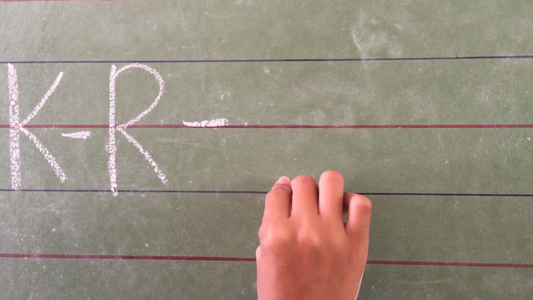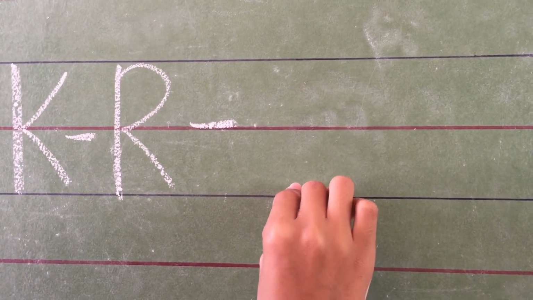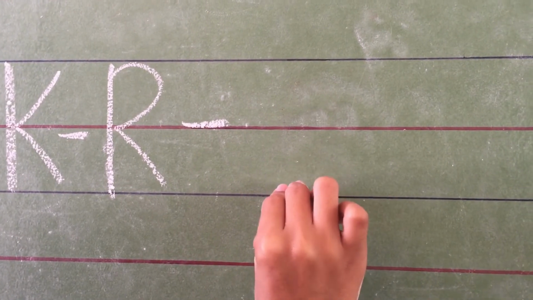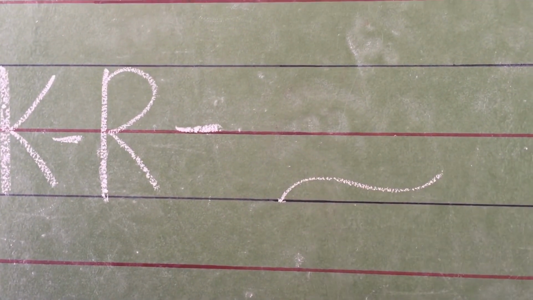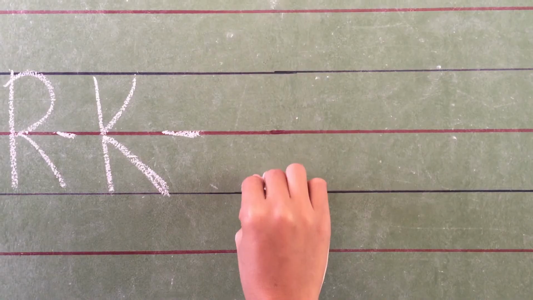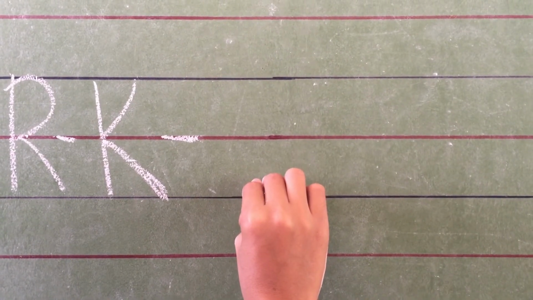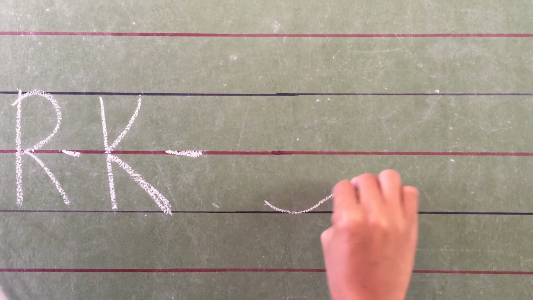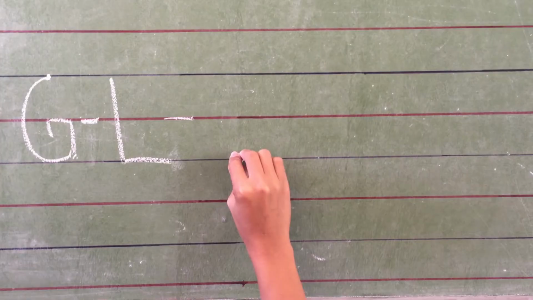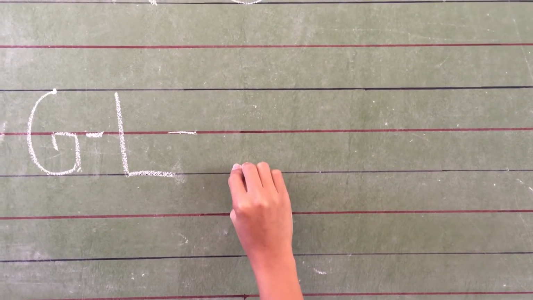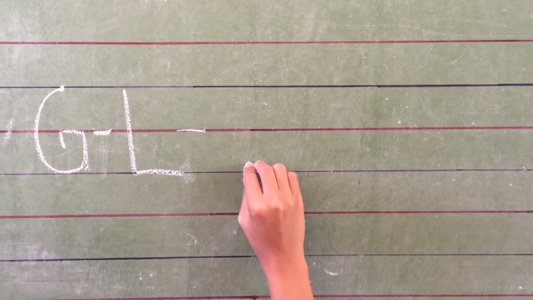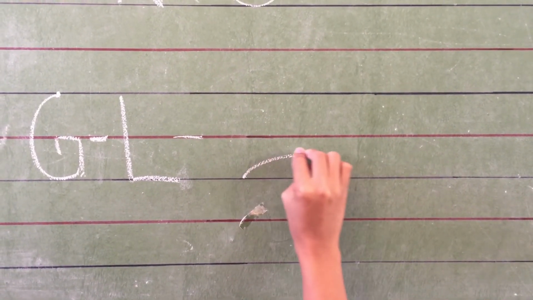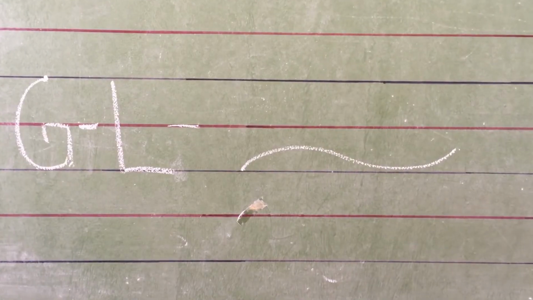The shorthand stroke for KR is a smooth combination of K and R. The shorthand stroke for RK is also a smooth combination of R and K. The shorthand stroke for GL is a smooth combination of G and L.